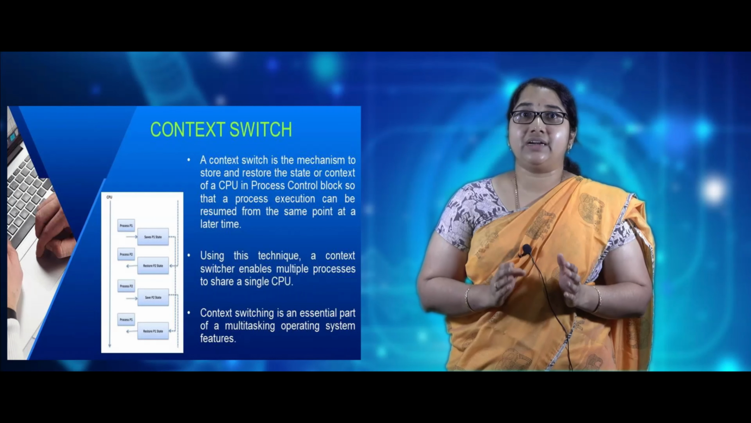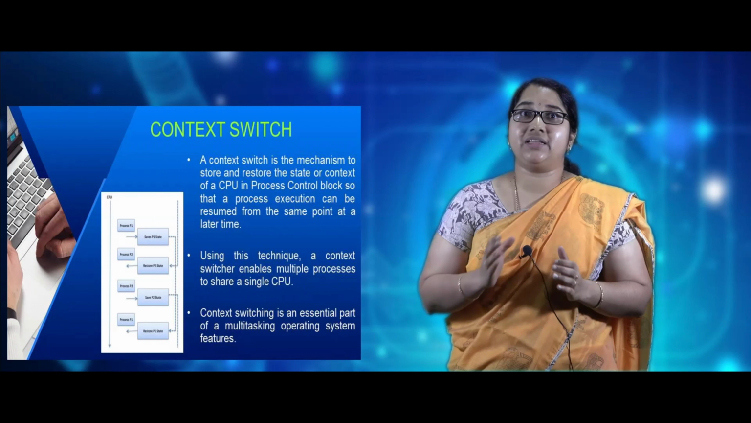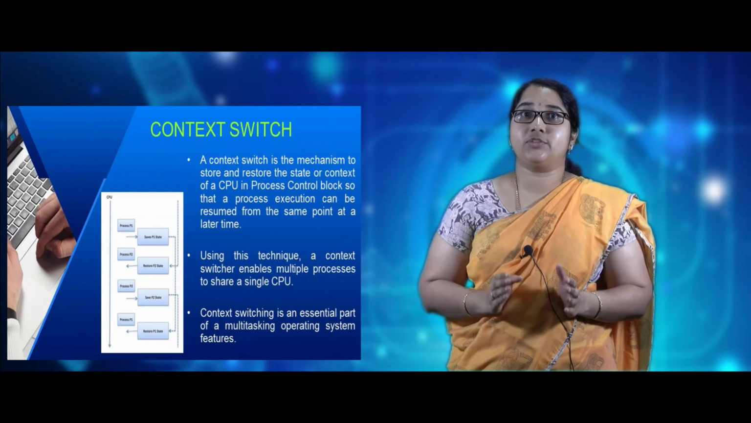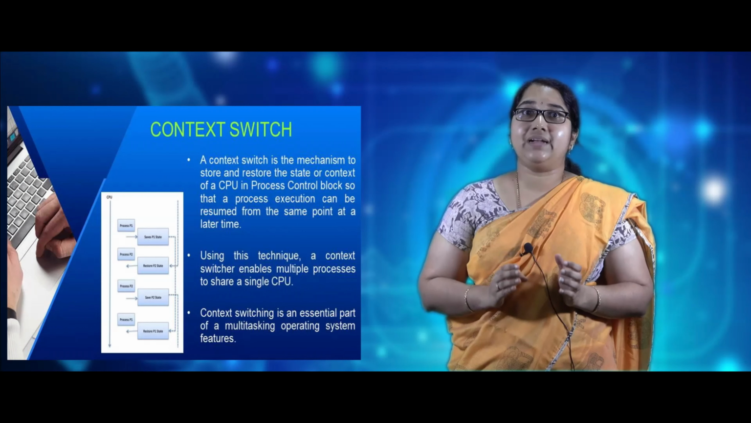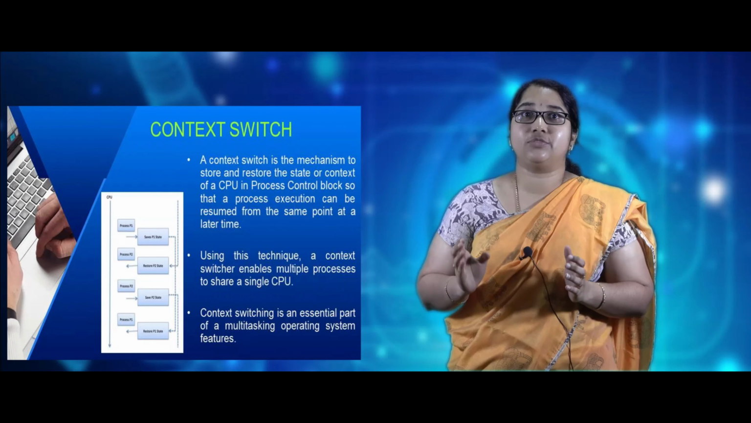This is how context switching works. Context switching is one of the reasons why lots of processes can access and share the same CPU. This is responsible for that. Similarly, a multitasking operating system has lots of benefits as far as context switching is concerned.